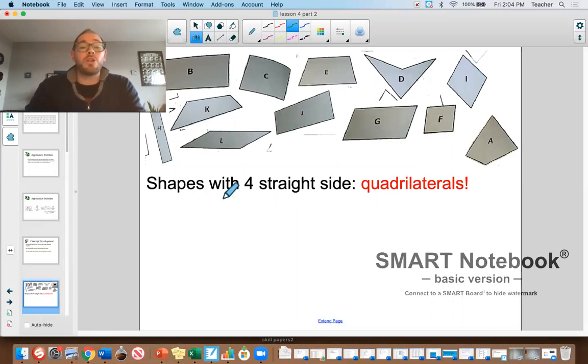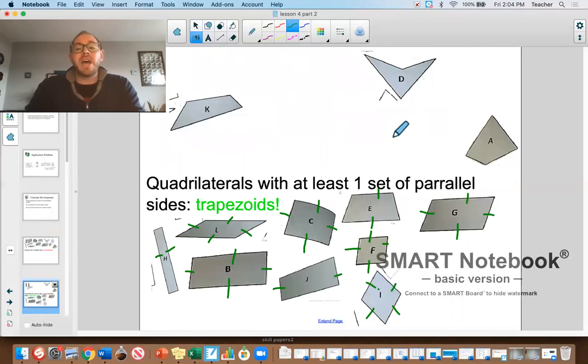We know that all shapes with 4 straight sides are quadrilaterals. And we know that all of these shapes over here are quadrilaterals. That's nice and easy for us. But then we wanted to find only the quadrilaterals with at least 1 set of parallel sides. And those are called trapezoids. And we went through and we grouped them all down here at the bottom with all their parallel sides. I drew my little lines on the sides to show that they are parallel.